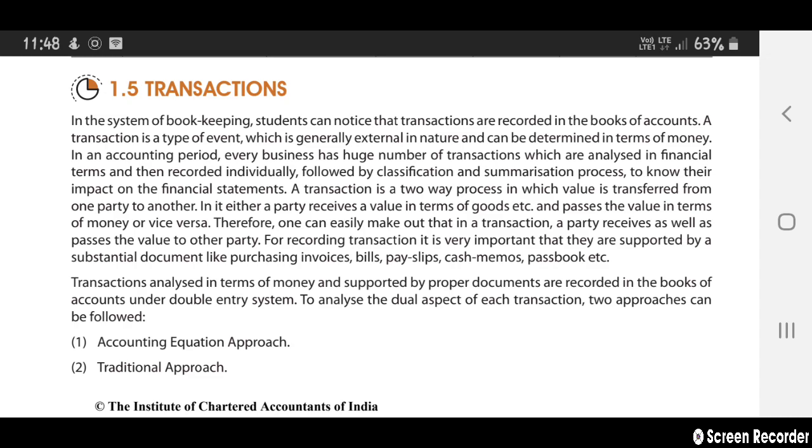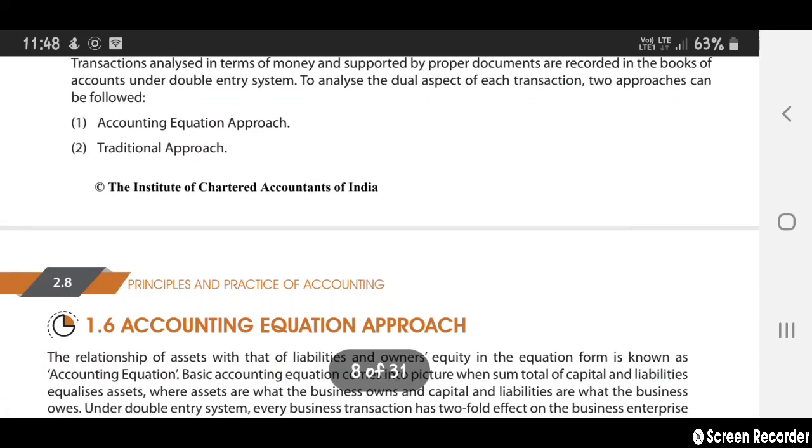For recording a transaction, it is very important that it is supported by documents like invoices, bills, pay slips, cash memos and passbooks. Transaction analysis is in terms of money, supported by proper documents, and recorded in the books of accounting in the double entry system. To analyze the dual aspects of each transaction, two approaches can be used: the accounting equation approach and the traditional approach.